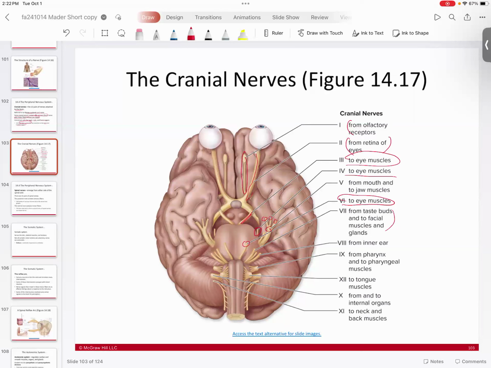Number 7 is going to your taste buds and the facial muscles and your glands. Number 8 is going into your inner ear. It's called the vestibulocochlear. Number 9 is called your glossopharyngeal, basically glosso, tongue, pharyngeal, throat. So this is going to your pharynx and under your tongue muscle.